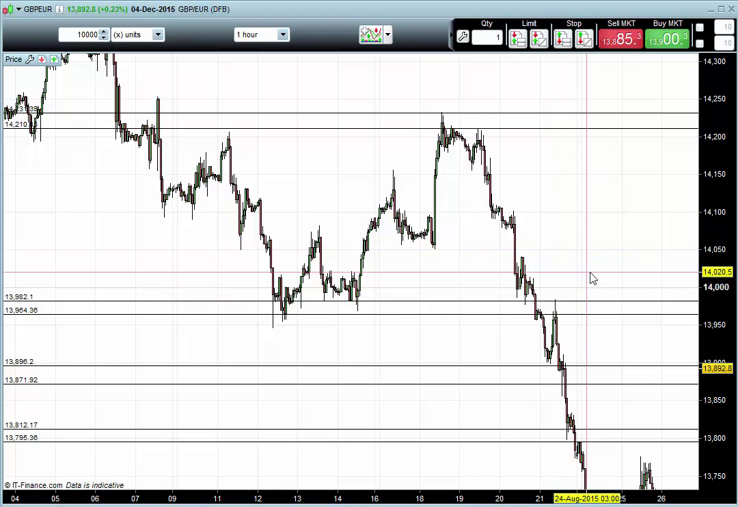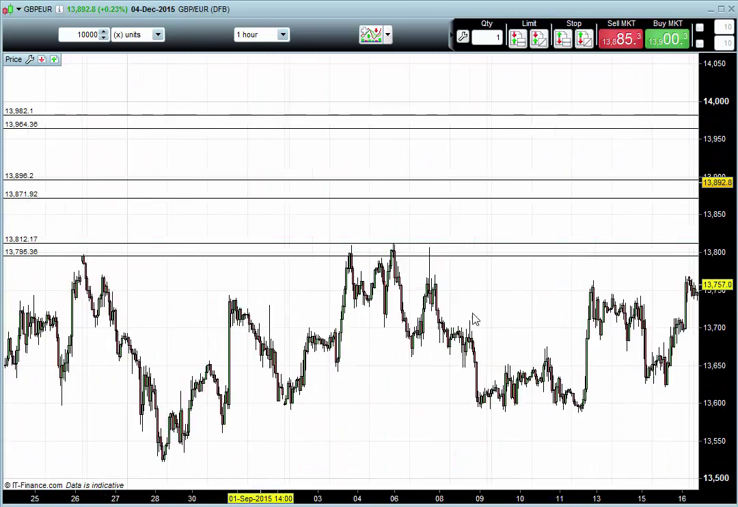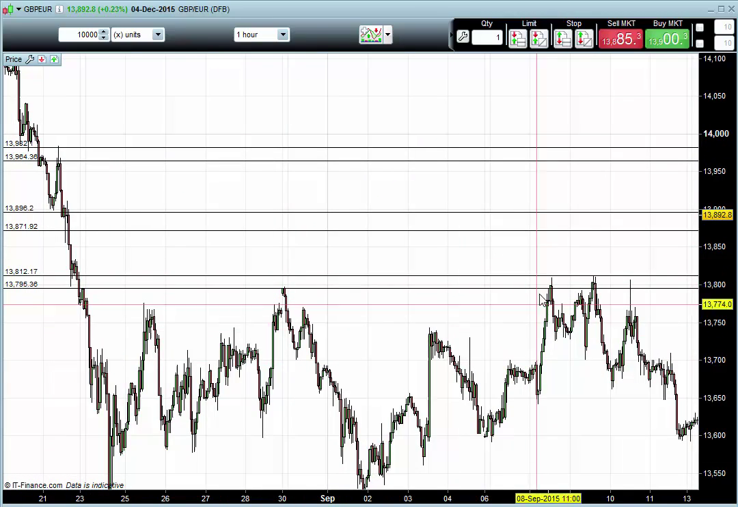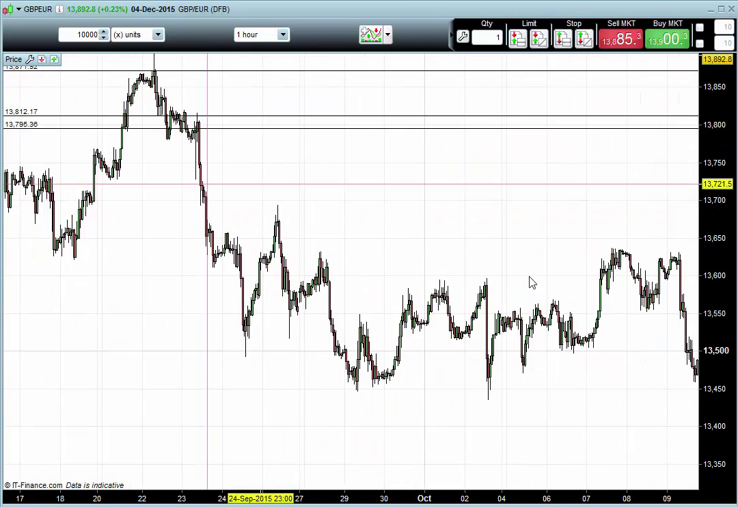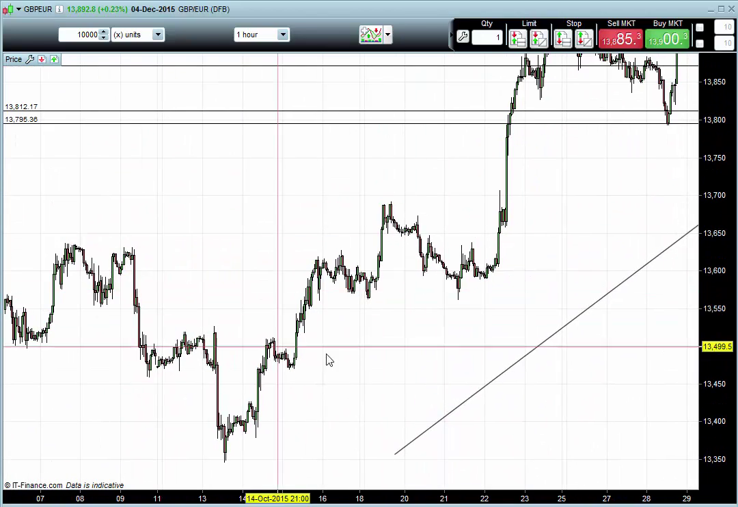Just take it to there. Okay, so that's a few marked in. So we've marked them in back here. You could be trading off of these as your support and resistance levels. But for this, we're using Fibonacci.